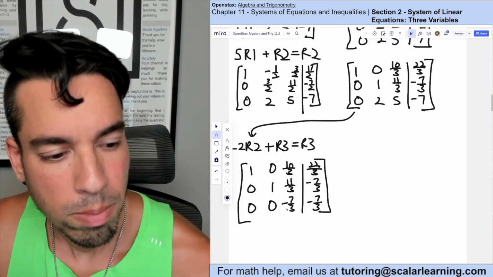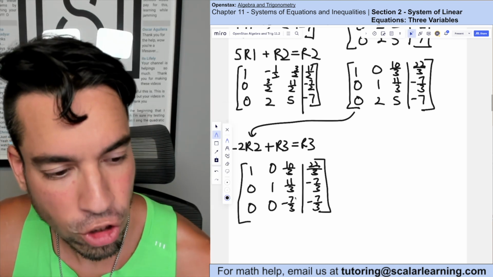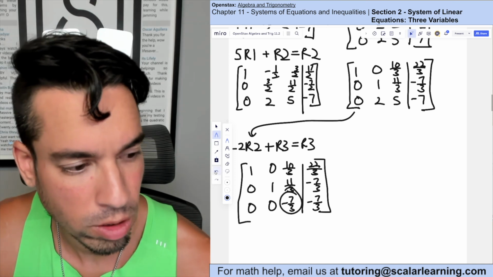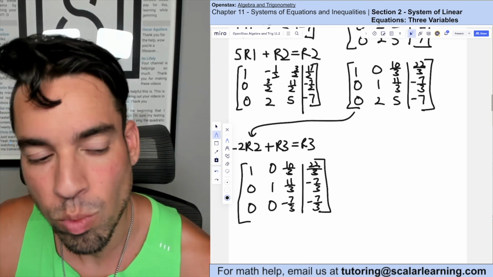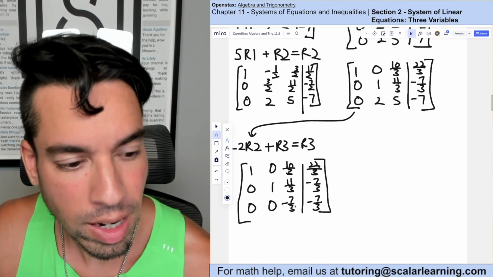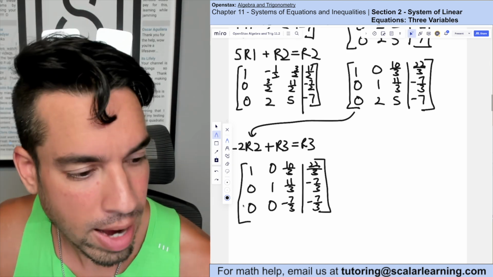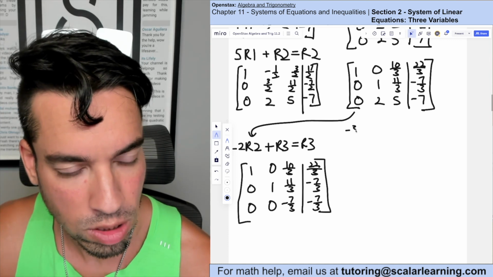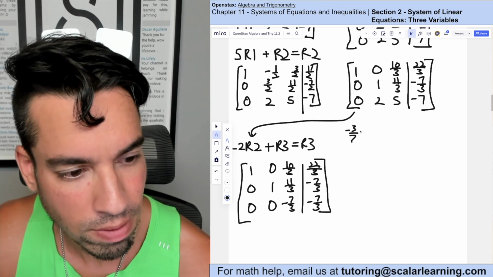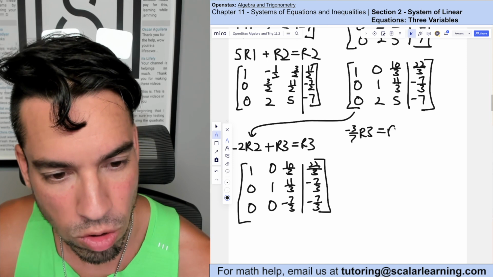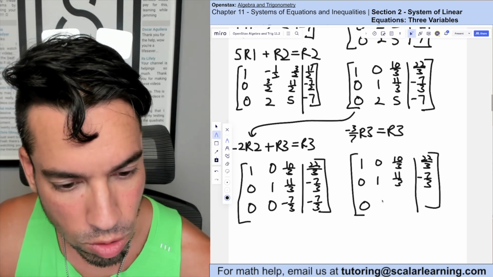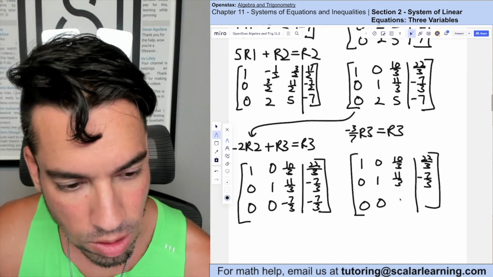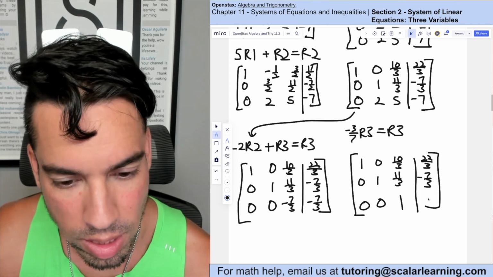But actually what I think is going to be easiest is to flip this one first. I know we're going to go top down, but if you see this one, we want to get to 1, right? And I can do that first because I can multiply the entire third row by the reciprocal of negative 7 thirds, which is negative 3 sevenths. So negative 3 sevenths times row 3 will be our new row 3. So that's going to be 0, 0, negative 3 sevenths times negative 7 thirds is 1. And same with that one, that's going to be 1.